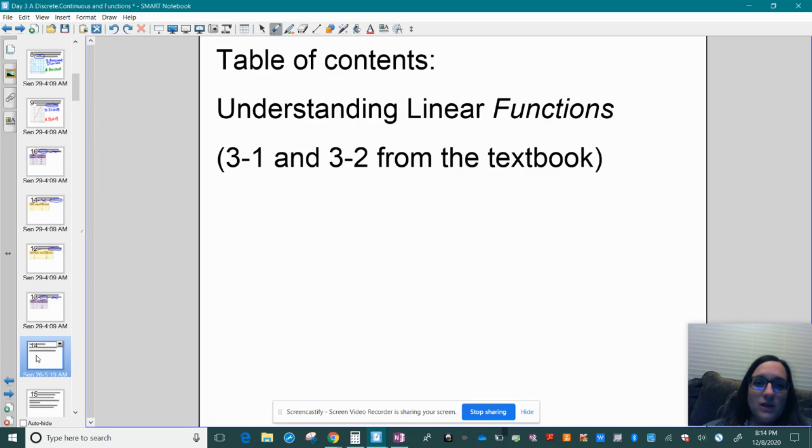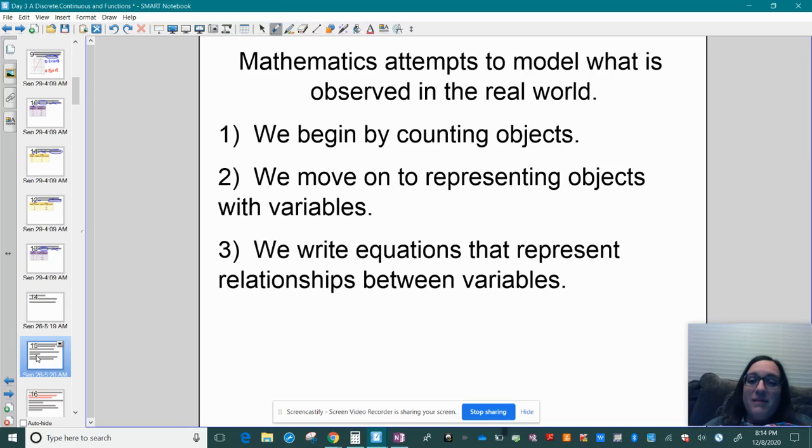All right, we can start the next one here. So those are those first 2 pages to glue in. We're on the second set of pages here, understanding linear functions. Mathematics attempts to model what is observed in the real world.